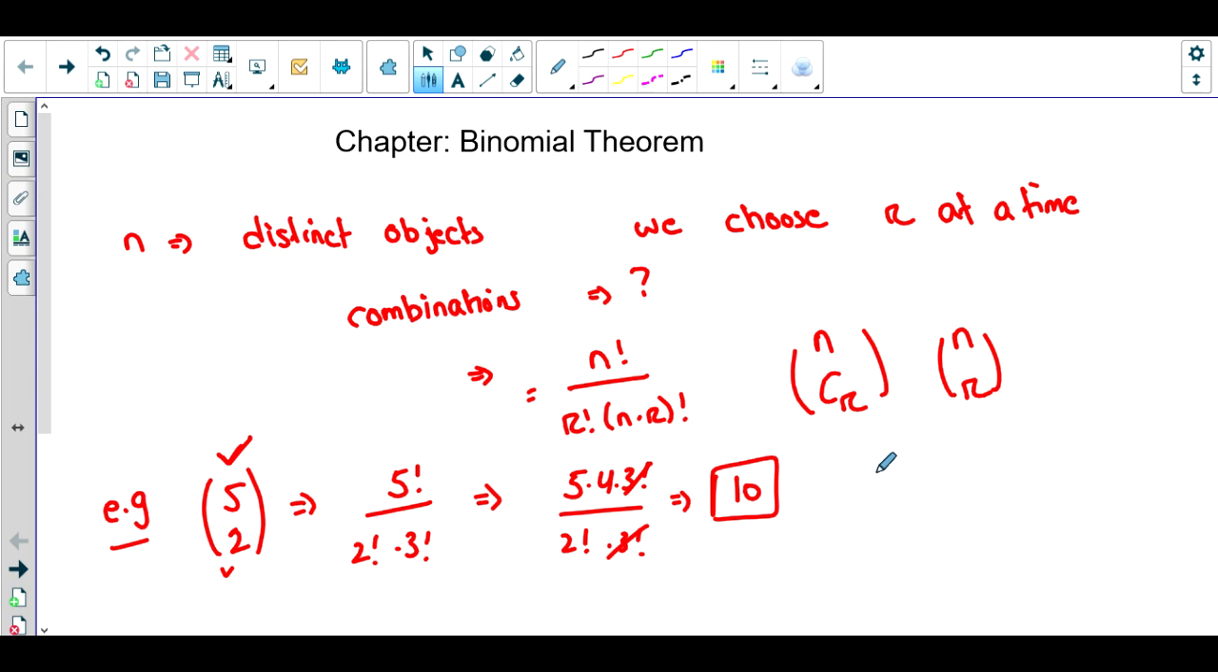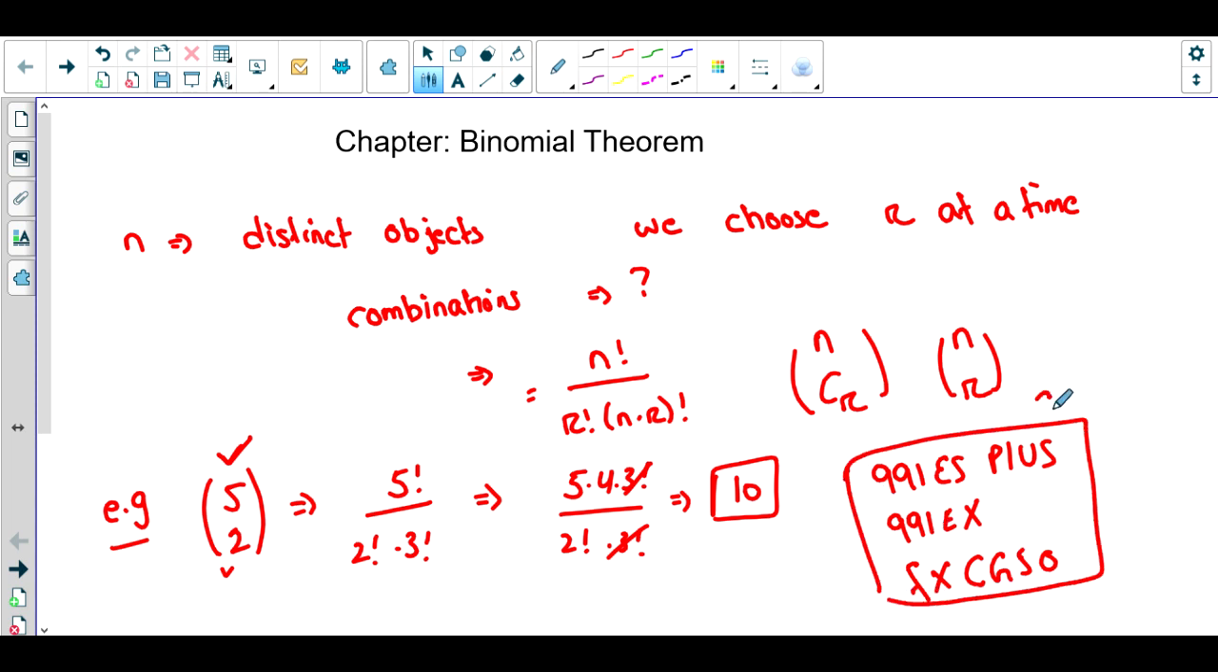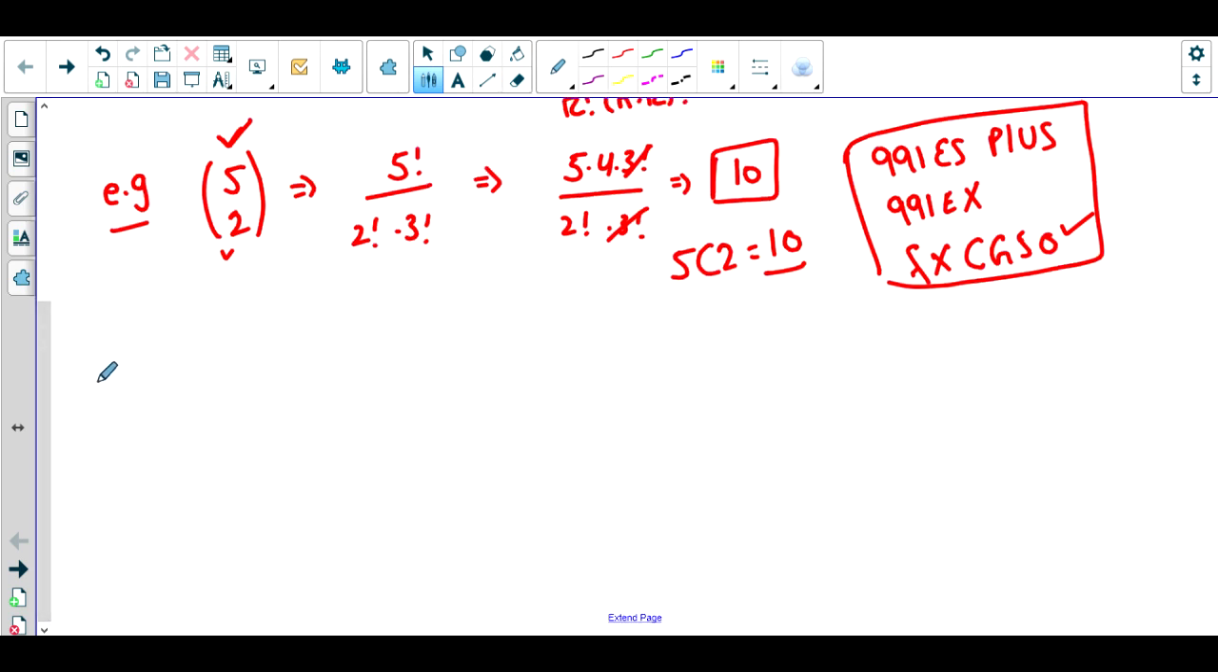Like this you can solve on a calculator. If you have a scientific calculator, as a student you should have the 991 ES Plus, it's a very good one. 991 EX is also good, and FX-CG50 is the graphic one. These three models of Casio are very nice. If you want to buy a graphic one, I think this is the best one, which I have used, FX-CG50. Directly on the calculator you have the option, you can write 5C2, and it will surely give you the answer of 10.